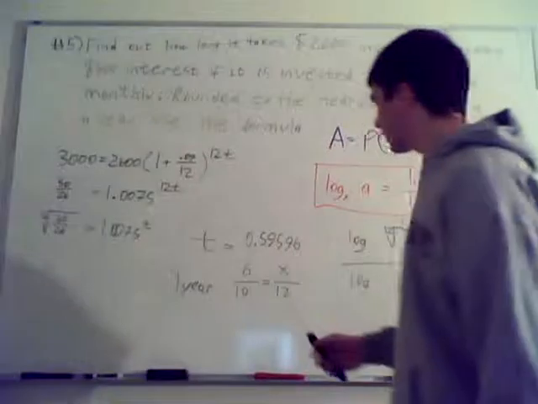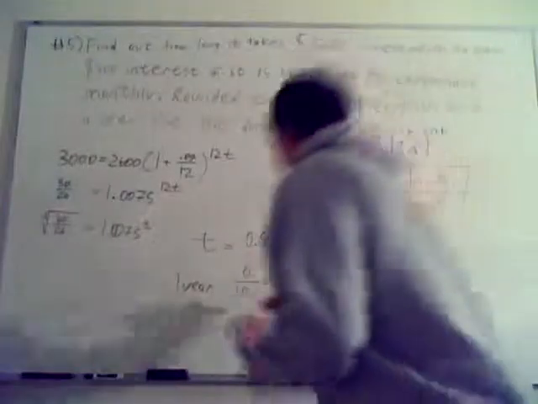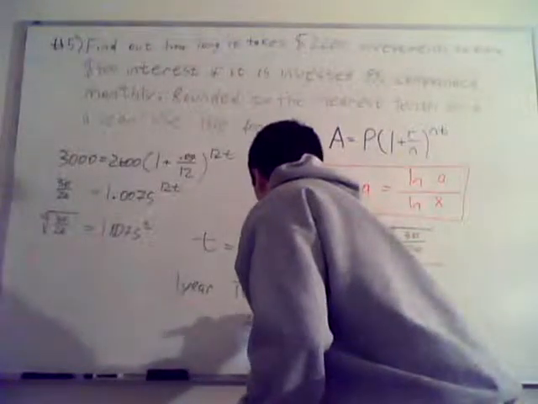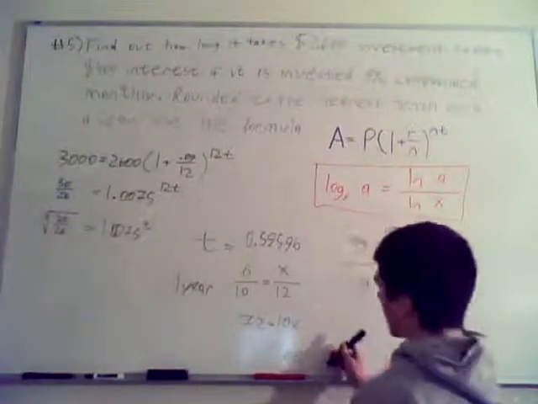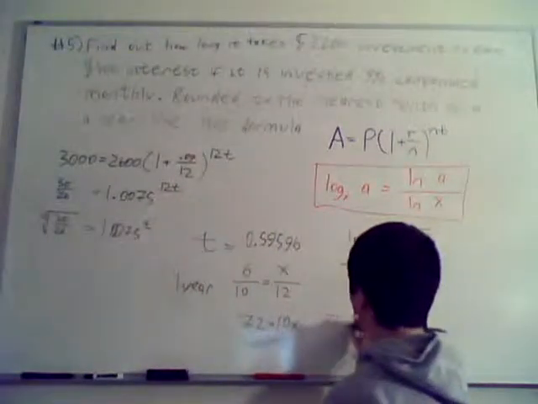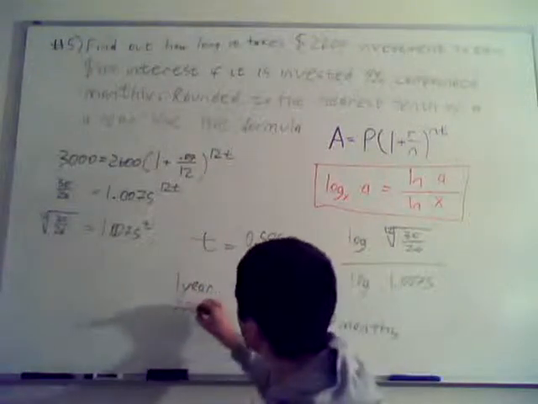So I'm going to cross multiply. Obviously, I hope you see what I'm doing over here. 6 times 12 is 72. Equals 10x. So that means you get approximately 7 months. Alright? So 1 year, 7 months.